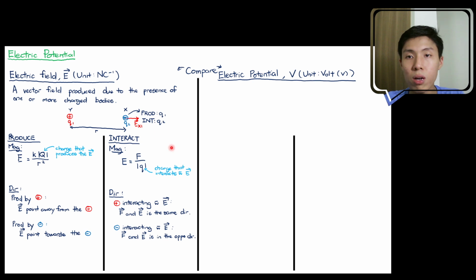Okay, so if you look back up here at the situation at position X, we know that the charge that is interacting here is Q2, and Q2 is a negative charge. So the electric force experienced by Q2 will be in the opposite direction to the electric field that it is interacting with. The electric field is pointing to the right, therefore the electric force experienced by Q2 will be pointing to the left.